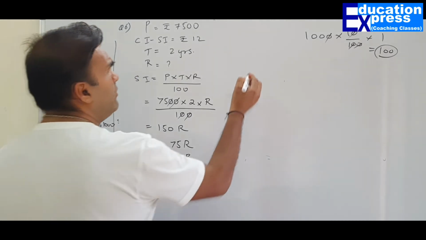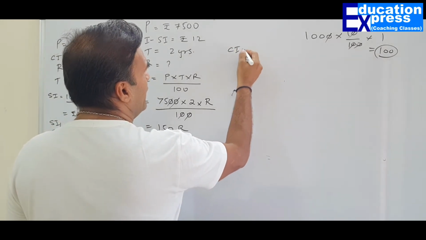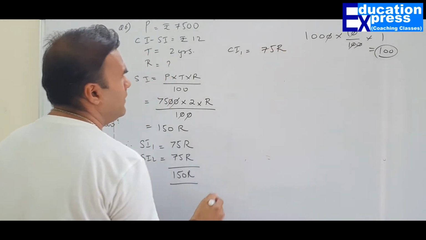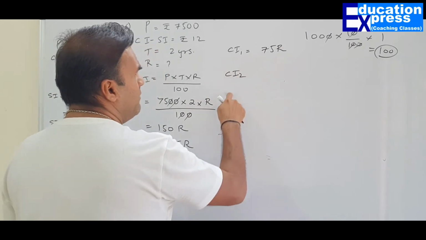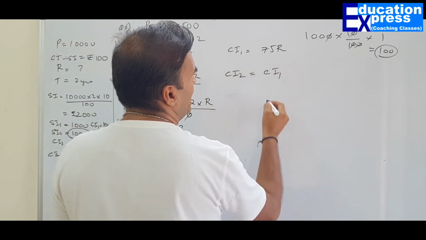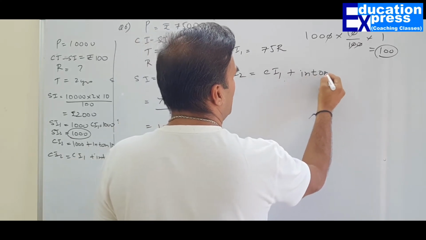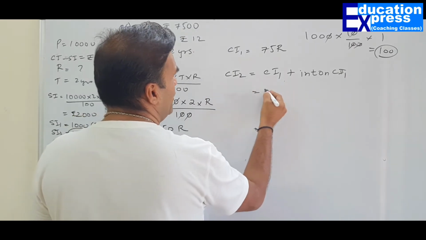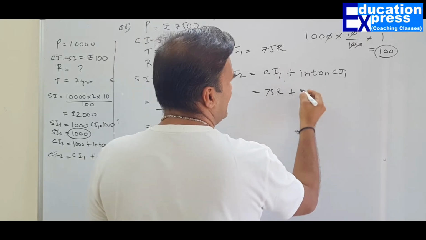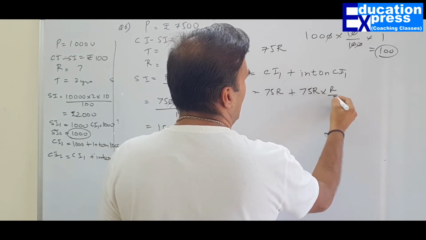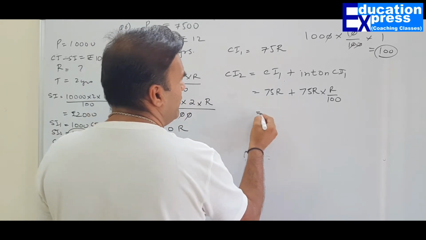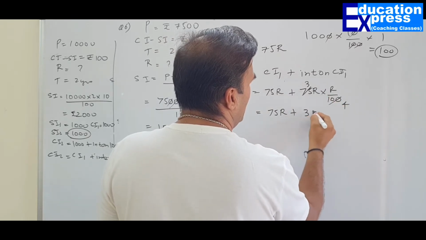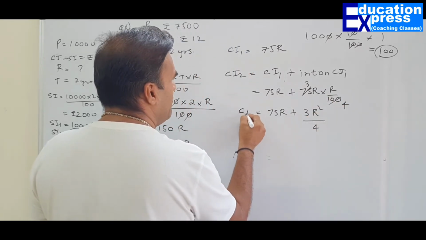Done. What about compound interest? So compound interest for first year will be the same as simple interest for first year, that is 75R. What about compound interest for second year? Compound interest for second year would be compound interest for first year plus interest on CI1. We have already discussed this in the previous chapter also. We don't know CI2. This is 75R plus 75R into R upon 100. How much does it come up to? Sir, it will be 75R plus 3R square upon 4. This is compound interest for second year.